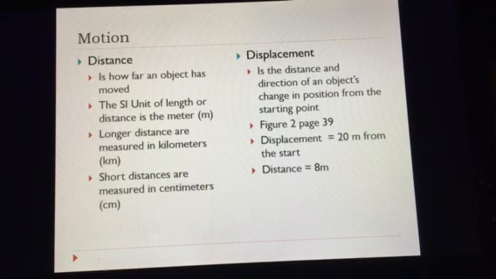Okay, so back to distance and displacement. Okay, so the SI unit for distance is meters. In longer distances, we'll use kilometers. Shorter distances, we'll use centimeters. But it's always that SI unit for meters. And then displacement is the distance and direction of an object. It changes over its starting point.